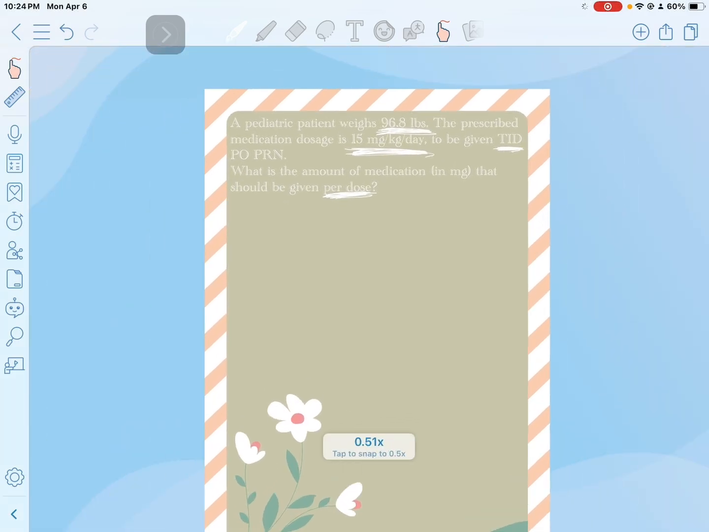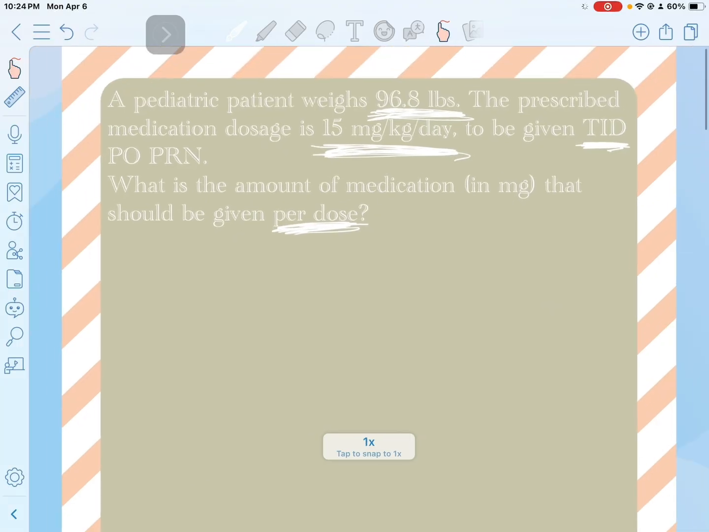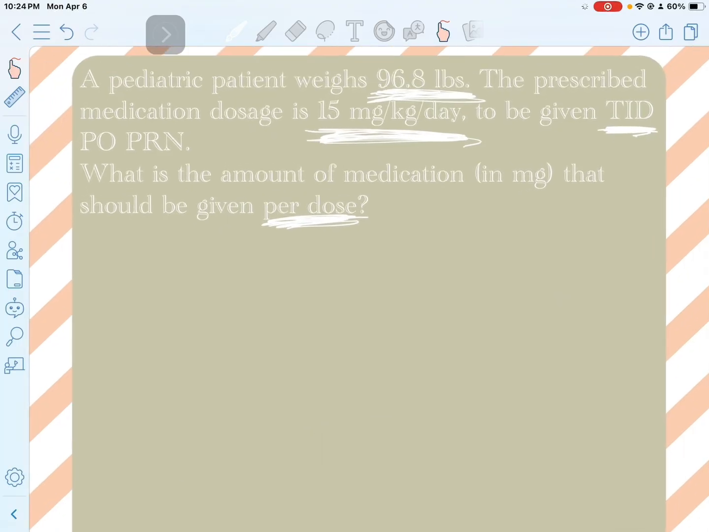So, first things first, we're going to have to write down what we have. 96.8 pounds. But how are we going to get the dose in milligrams if it's 15 mg per kg in a day? That's where our conversion factors come in. 1 kilogram equals 2.2 pounds.